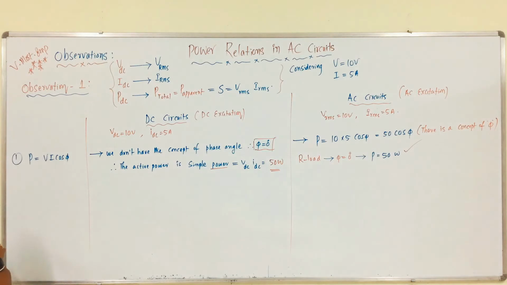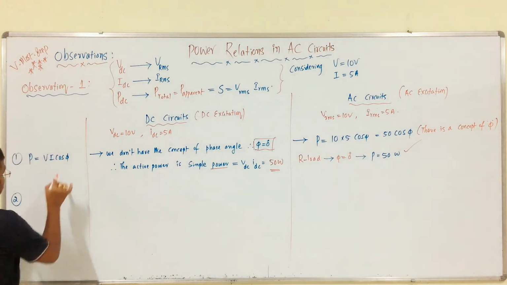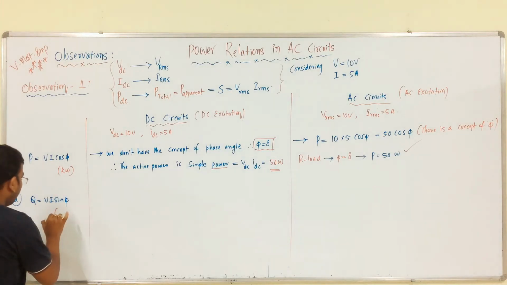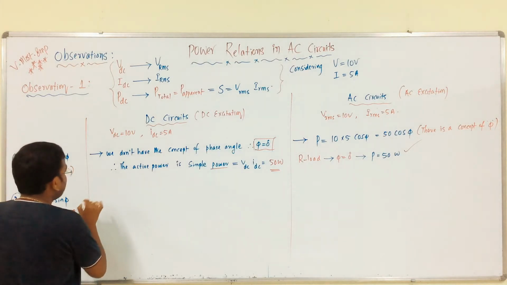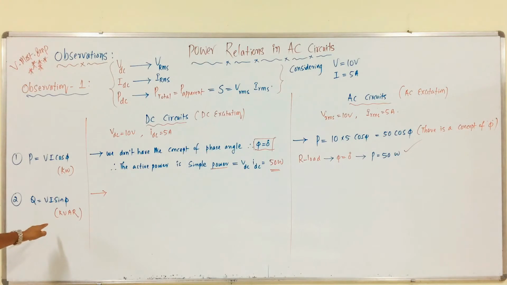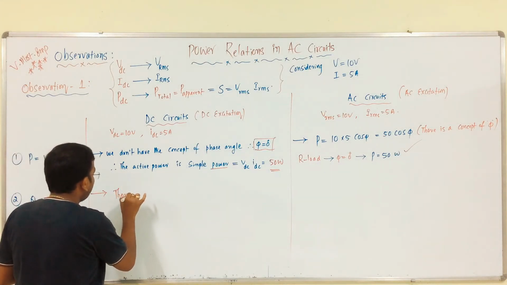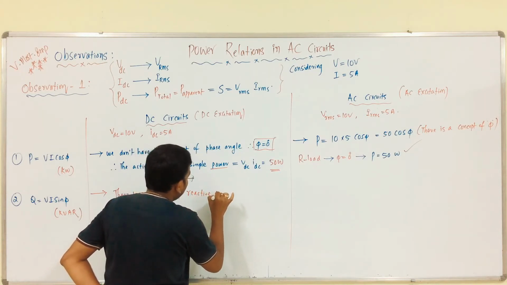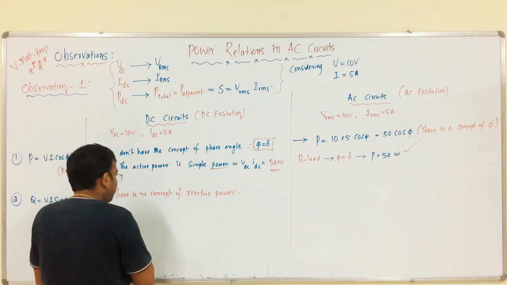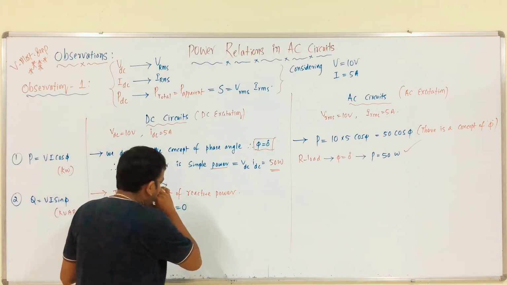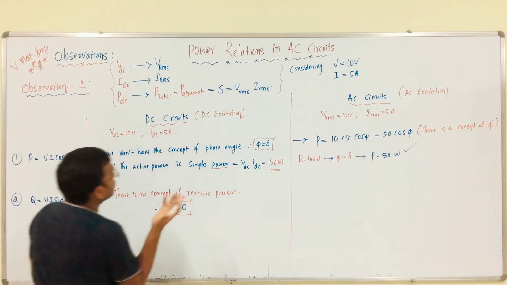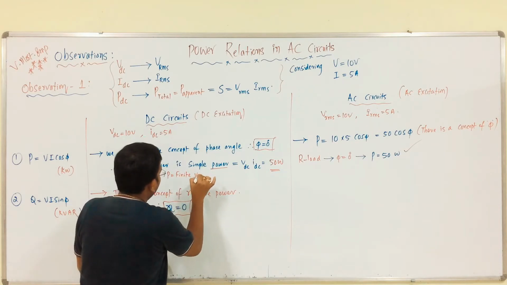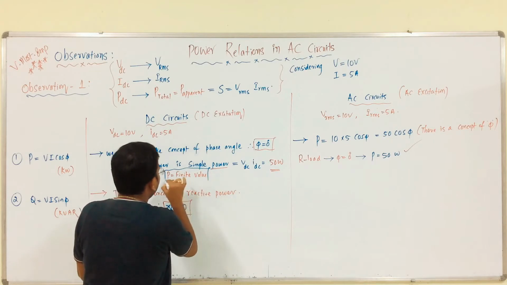Clear? Next, reactive power. Units are also very important, kilowatts. Next, Q is equal to VI sin phi. The units are kilovolt ampere reactive. So, in this case, we do not have the concept of phi, therefore there is no concept of reactive power. Therefore, Q is equal to 0 in case of DC circuits, or you can write here P is equal to a finite value, for example 50 watts.